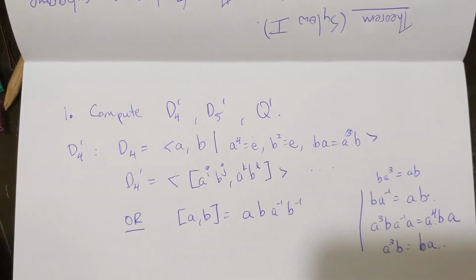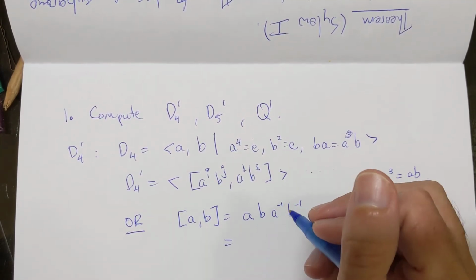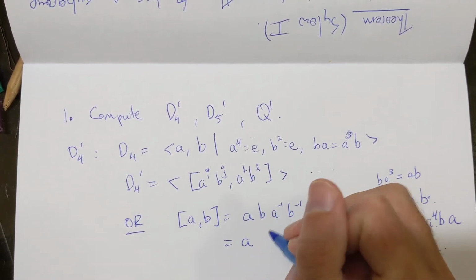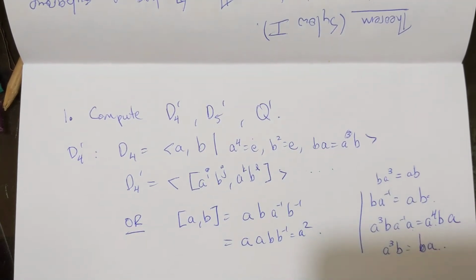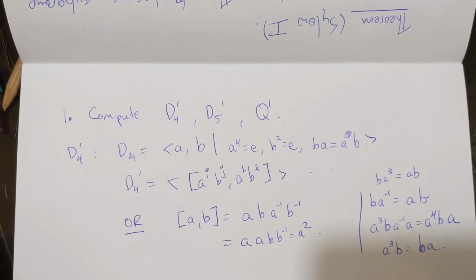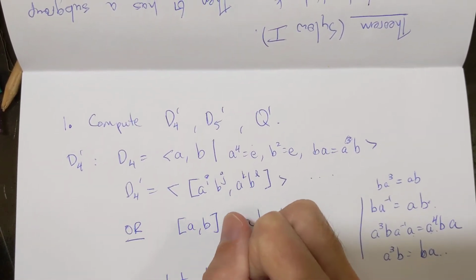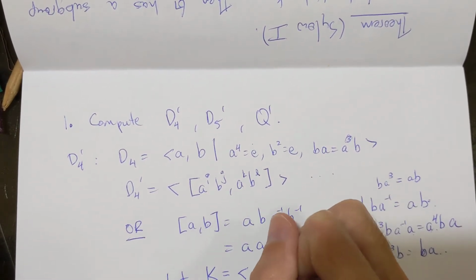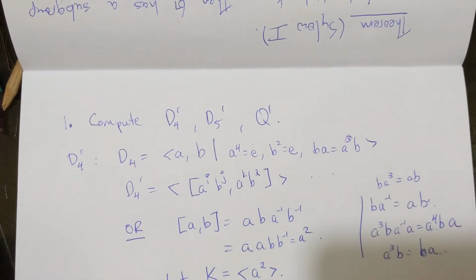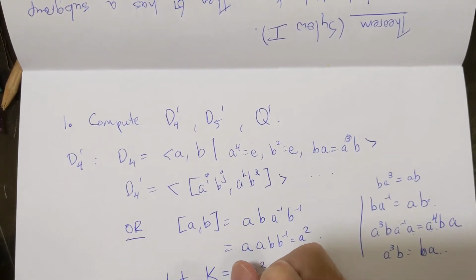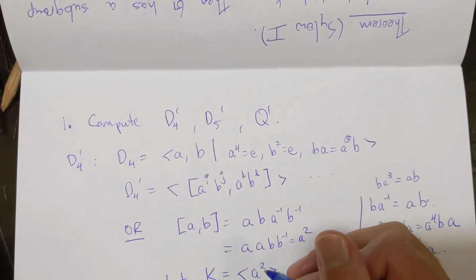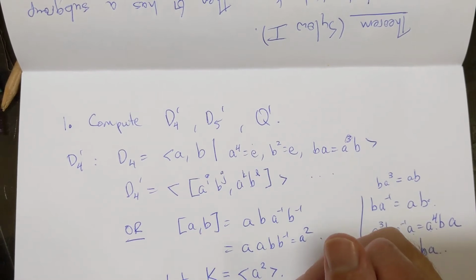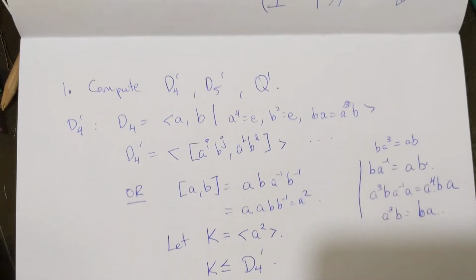Okay. So anyways, A inverse, B inverse, that's just A, B inverse is just A squared. Okay. Now let K be the subgroup generated by A squared. One thing we know is that K is a subgroup of the commutator subgroup, because K is generated by one particular commutator, and D4 prime is generated by all the commutators.